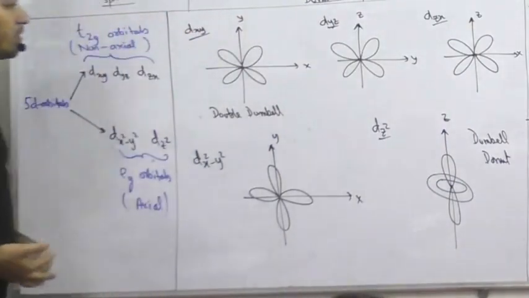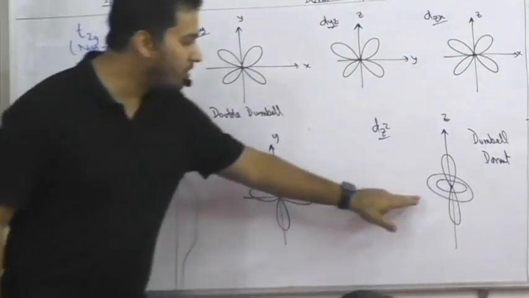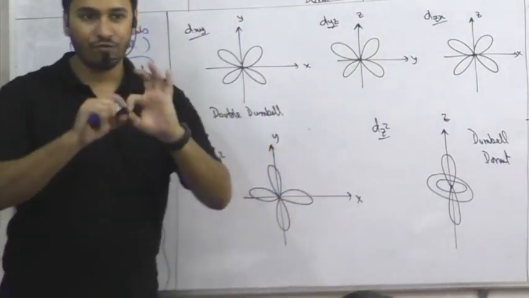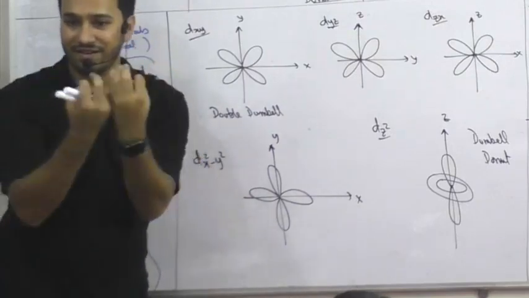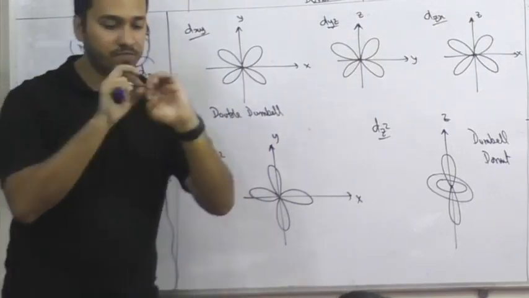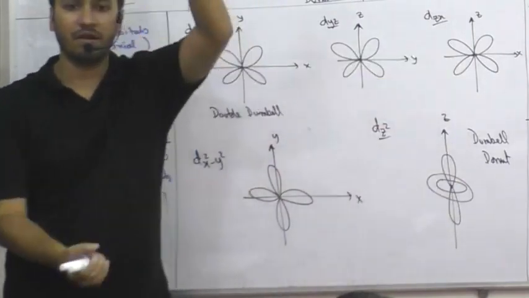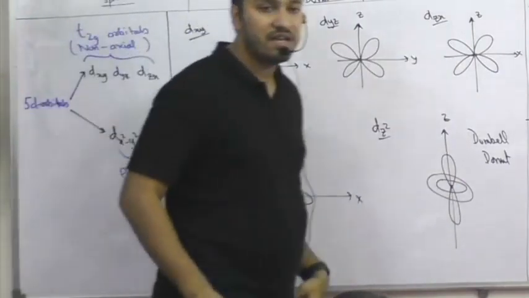This is a dumbbell donut shape, right? Can you imagine a donut? Have you eaten a donut? It's like a ring, right? So imagine a donut, and then in between that we have a dumbbell. This is the shape of dz square.